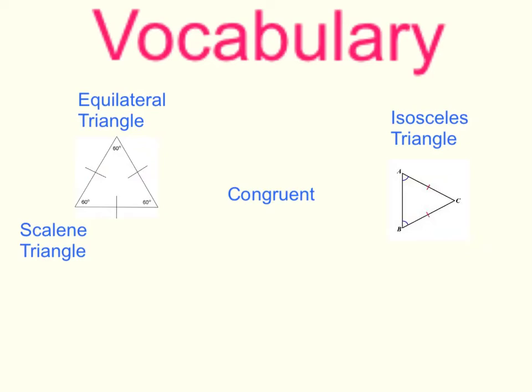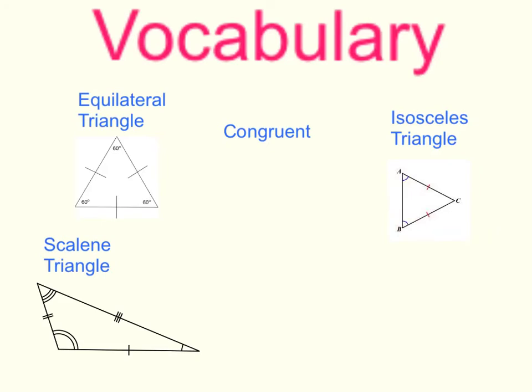Isosceles triangle. A triangle with at least two sides equal in length. Angles opposite the congruent sides are congruent to each other. That means that these two sides with the lines on them are equal in length, and this side is a different length, and then these two angles, indicated by the arcs, are also congruent in measurement.